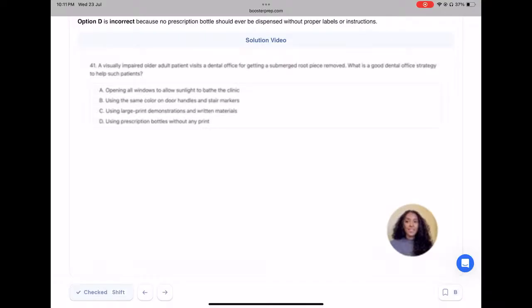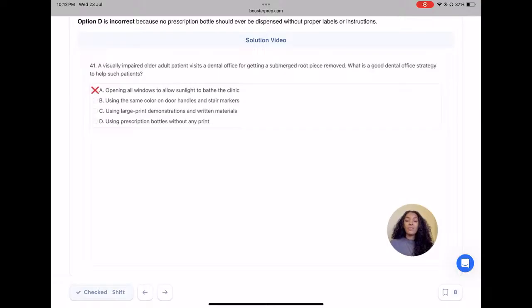Question 41 asks us, a visually impaired older adult patient visits a dental office for getting a submerged root piece removed. What is a good dental office strategy to help such patients? So here our patient is older and has vision problems. So what can we do as dentists to help communicate or further explain the procedure to our patient? Option A reads, opening all windows to allow sunlight to bathe the clinic. If you open all the windows in the clinic, it actually causes too much glaring or harsh light, which could be uncomfortable, especially for a visually impaired patient.